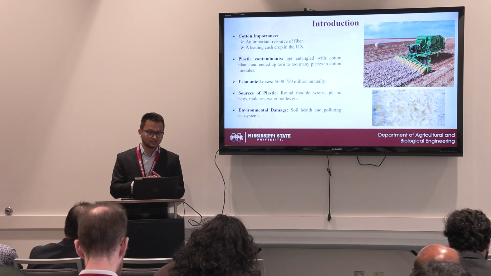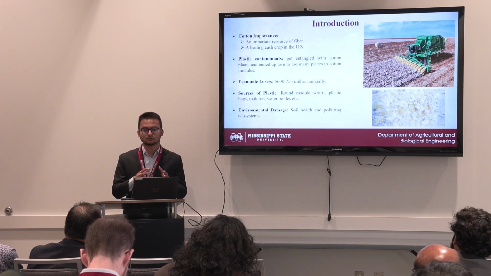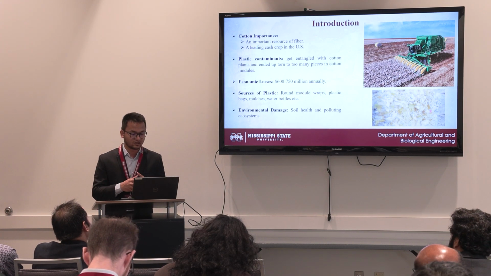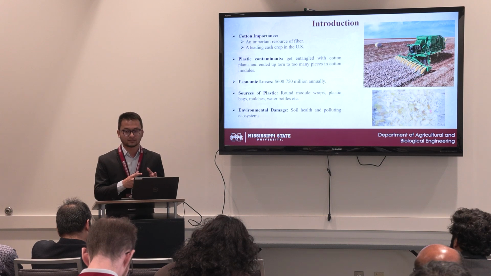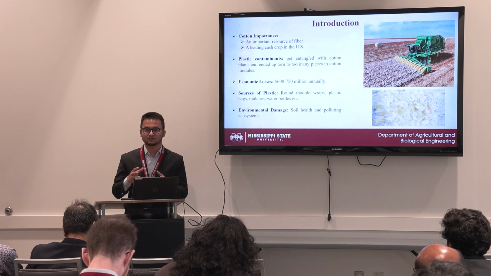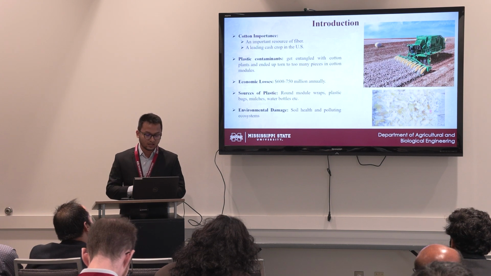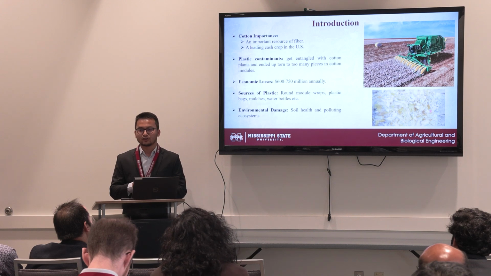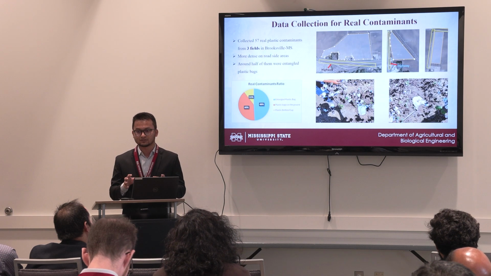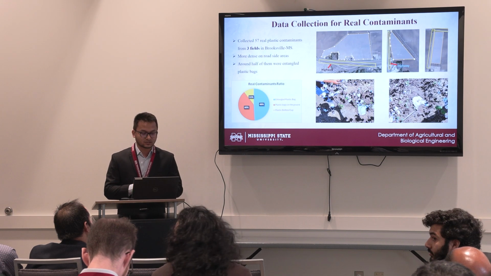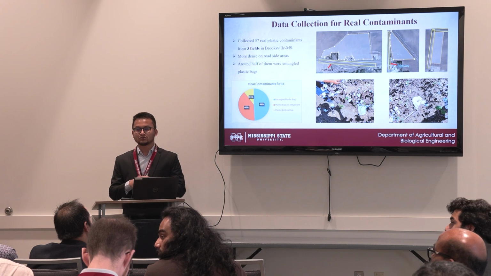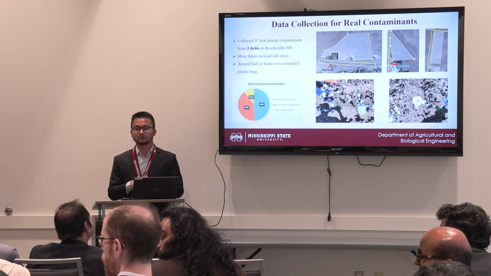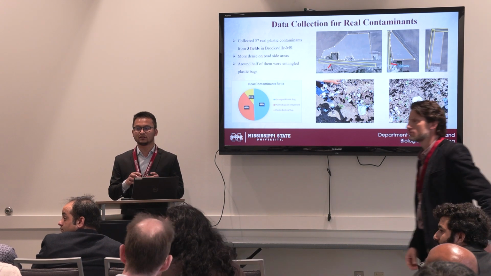So we want to deal with this, and we have found that the main sources of these plastic contaminants are round module wraps, plastic bags, mulch wraps in the fields, and also some plastic bottles. It can also do environmental damage, like damaging the whole soil health. So we wanted to see the actual scenario in the field.